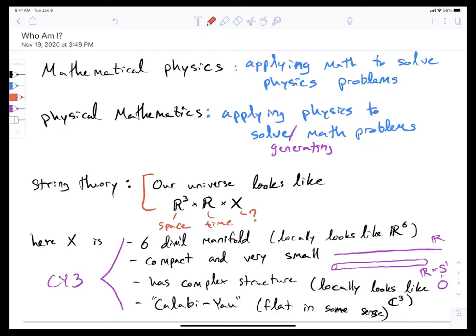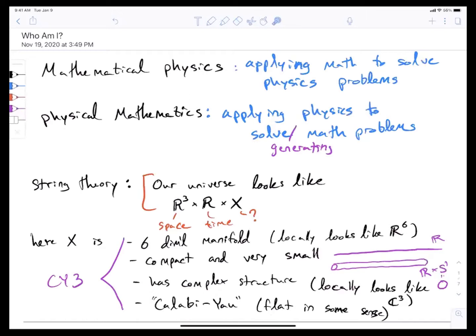Furthermore, this is getting a little more technical, and this is where the algebraic geometry comes in. This space X has a complex structure, and that means that a small region of it doesn't just look like R^6, it's a complex manifold, so actually it looks like C^3. So 3 copies of C. And then there's this other much more technical condition, which is that it's Calabi-Yau. All I really know about that adjective is that it means it's flat in some sense. The space X has a flatness property.